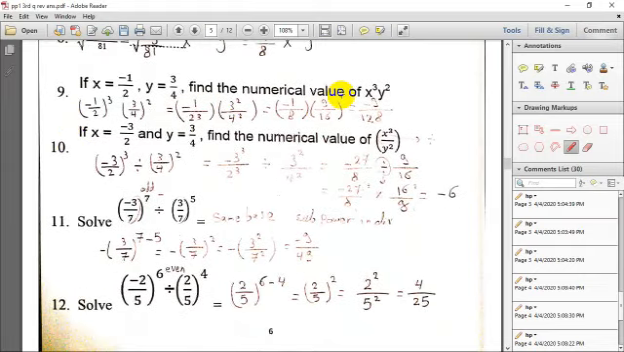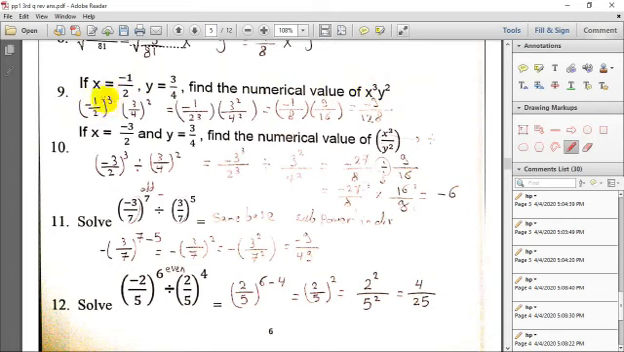Here, we want the numerical value. Do you remember the meaning of numerical value? I'm going to take the x out and put instead of it negative 1 over 2 here, because x power 3, so negative 1 over 2 power 3. And y is 3 over 4, power 2. And solve it. How to solve it?